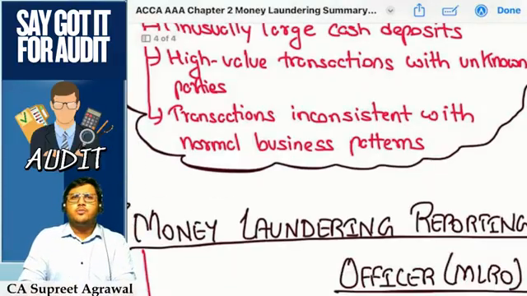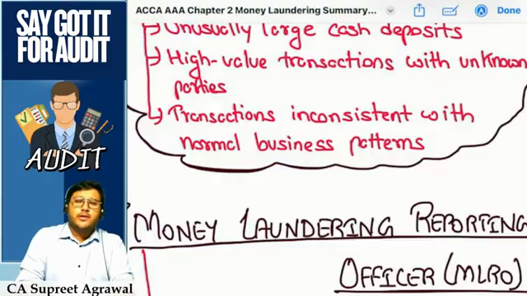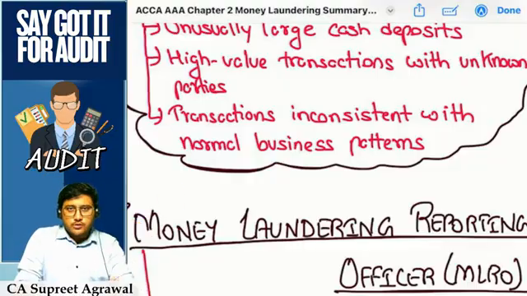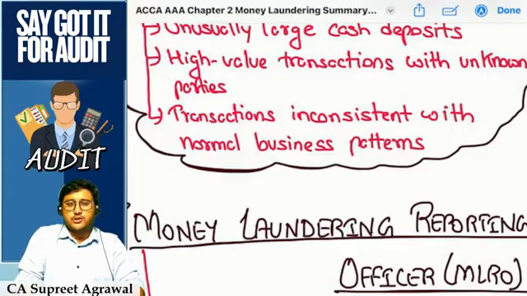Transactions inconsistent with normal business patterns. For example, I'm in the training industry. Now, if I try to buy certain things which are not at all related to the training industry, then that might result in a suspicious transaction. That might come into the category of suspicious transaction for me.